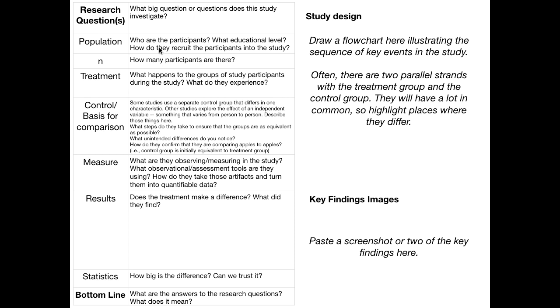We want to know who are they looking at? Who are the participants and what are the education levels of them? Are we talking about kindergartners or grad students or something else? And how do they get those people to participate in the study? Is this a random study or are they going to their friends and asking them questions? We can end up with biases based upon how we actually get the people into our study.